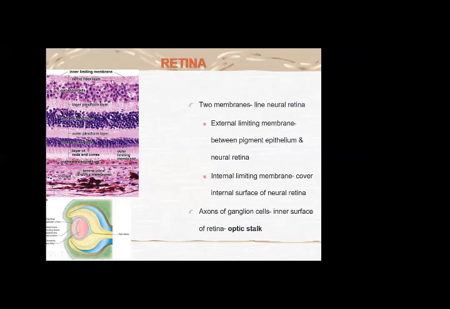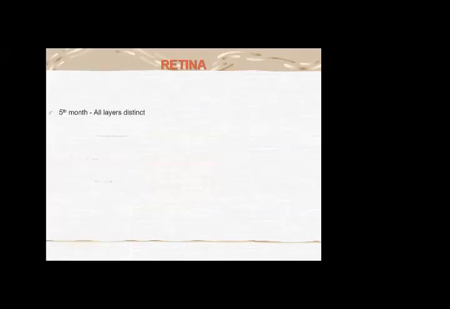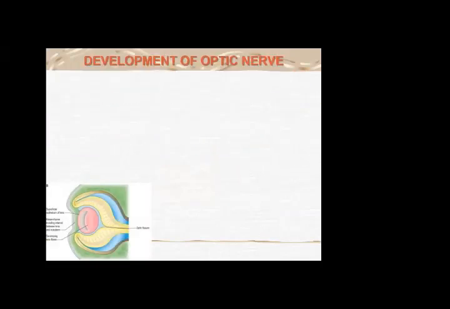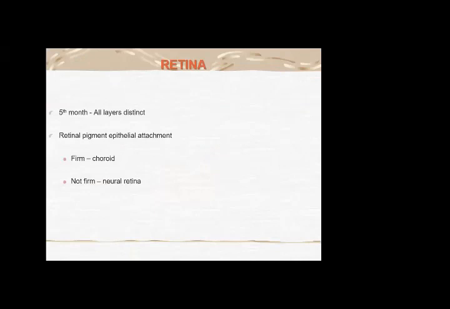Axons from this layer make up the optic nerve. Okay? They all collect together and enter into the optic stalk. Let's come to that a little in a while. First, let's finish with the retina. By the fifth month, all the layers of the retina have developed.